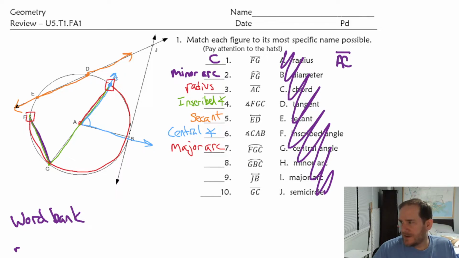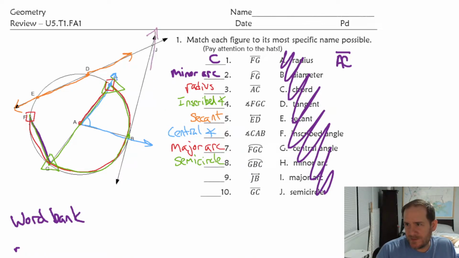On the other hand, GBC. G is starting here. We pass through B and we stop at C. So since GC is a diameter, we know that GBC is exactly half of the circle. That means that's a semicircle, not a major arc.